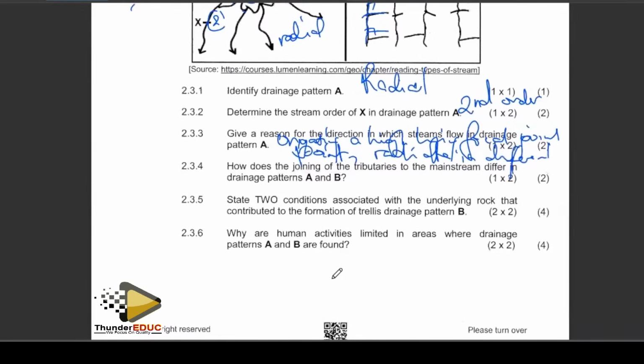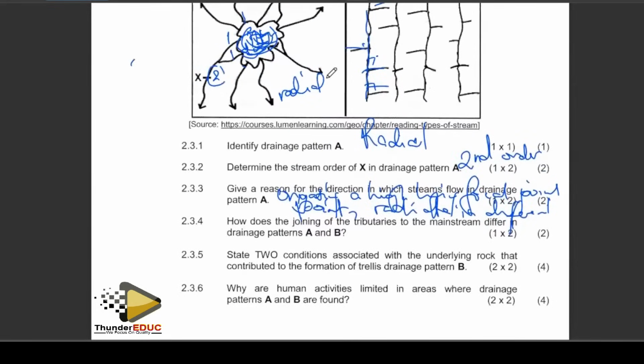State 2 conditions associated, how does the joining of tributaries to the main stream differ in A and B? Check here, the joining of the streams is different. If we check here, these streams, there is a confluence here, the angle, and there's a confluence here, what's the angle, and also the other confluence there. And here, the angle, that's the difference that is required there.